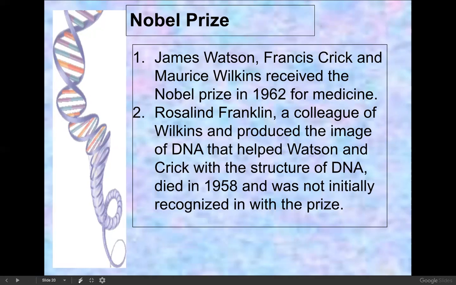So James Watson, Francis Crick, and Maurice Wilkins received the Nobel Prize in 1962 for medicine. Rosalind Franklin, a colleague of Wilkins, produced the image of DNA that helped Watson and Crick with the structure of DNA. She died in 1958 and was not initially recognized with a prize, but people found out later on who she was and what she did. Okay, and that will be the end of this very interesting lesson and an important one.